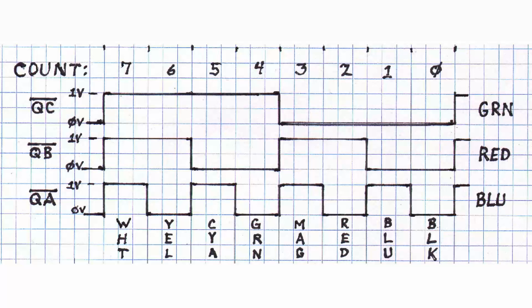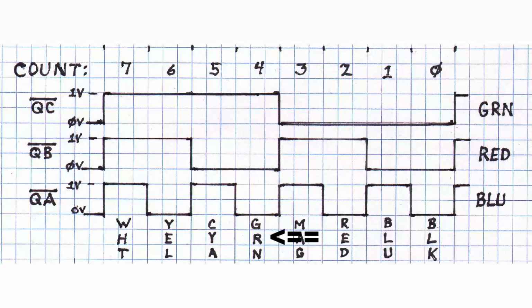Let's take one more step to the right and look at position 5. You'll note that the green signal's on, the red signal is now off, and the blue signal is on. So that's blue plus green, and that gives us a color we call cyan, or blue-green. Moving right one more step to position 4, you'll note that the green is still on, the red is still off, and the blue is now off, leaving us with just green.